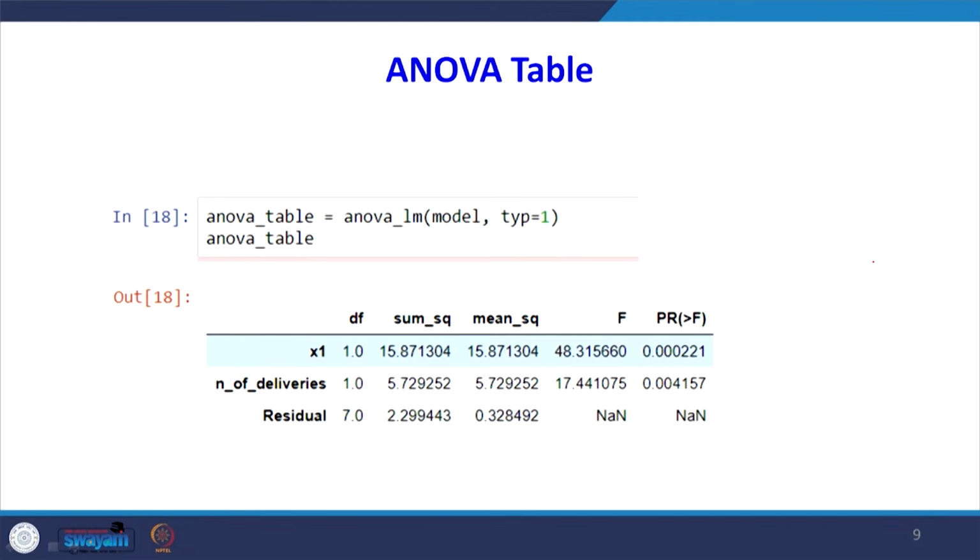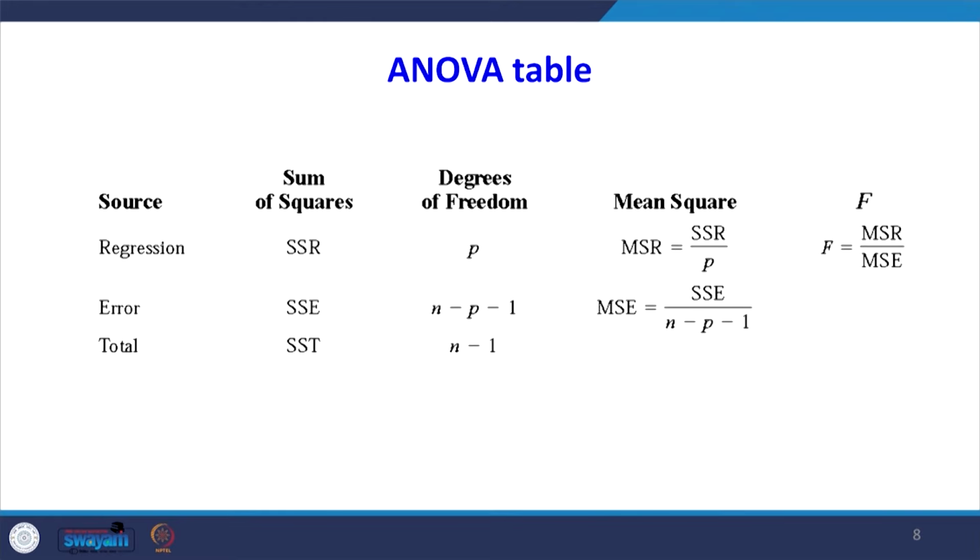When we introduce both the variables into the model, the corresponding ANOVA table for that two independent variable regression model is this one. So, this is an ANOVA table. First, we will find out the regression sum of squares, error sum of squares and SST. P is the number of independent variables. For SST, the degrees of freedom is n minus 1.